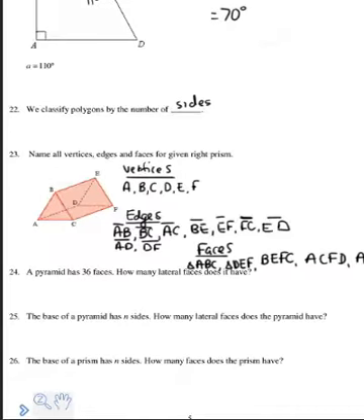Alright, 24. A pyramid has 36 faces. How many lateral faces? Lateral faces means faces that don't include a base. Now, a prism has two congruent polygons whose planes are parallel, and the lateral faces are rectangles. A pyramid has one base, and all the other faces are lateral faces. So if a pyramid has 36 total faces, one of those is the base, so it's got 35 lateral faces.